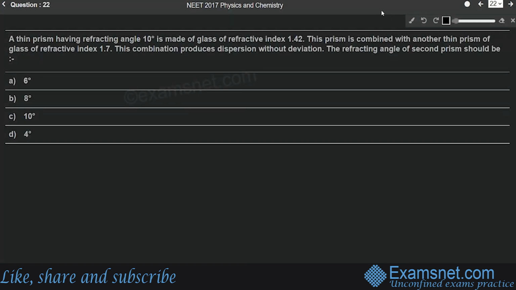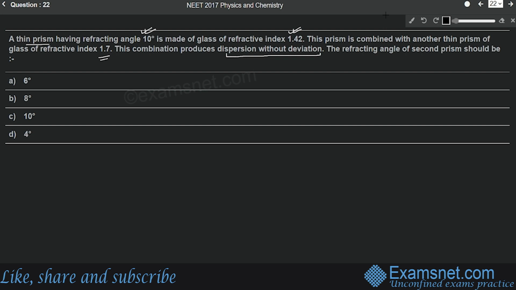Now question number 22 is from the chapter Ray Optics and Optical Instruments, and the question is: a thin prism having refracting angle 10 degree is made of glass of refractive index 1.42. This prism is combined with another thin prism of glass of refractive index 1.7. This combination produces dispersion without deviation. Okay, so this is important. The refracting angle of the second prism should be.